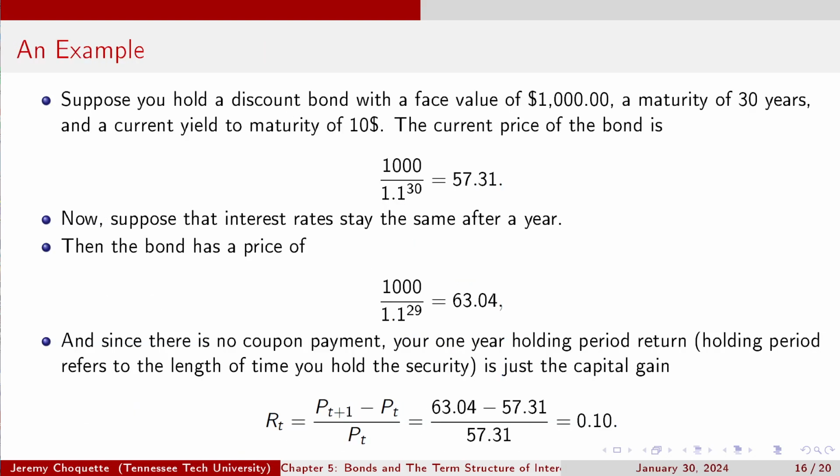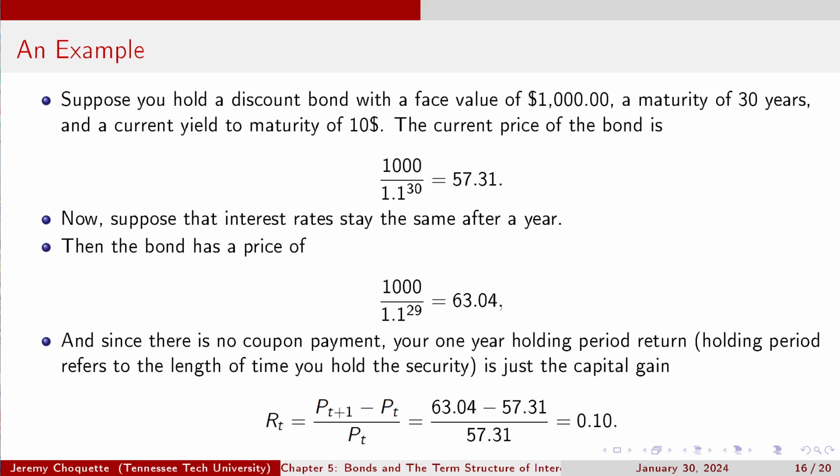Okay, little example time. Say you hold a discount bond with a face value of $1,000, a maturity of 30 years, and a current yield to maturity of, say, 10%. The current bond price would then be 1,000 over 1.1 to the power of 30, or $57.31. Now, suppose interest rates stay the same after a year. Then the bond has a price of $63.04, because now it's 1.1 to the power of 29 rather than 1.1 to the power of 30.